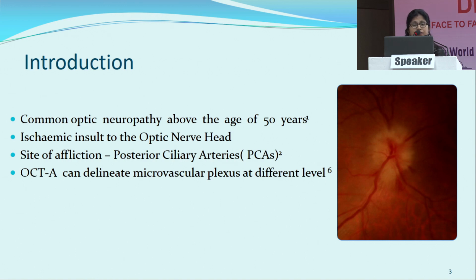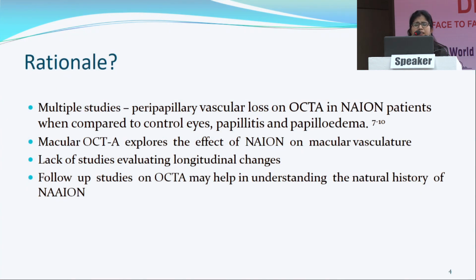as the macula. Multiple studies have shown peripapillary vascular loss on OCT-A in NAIN patients when compared to control eyes, papillitis and papilledema. So they have been used to differentiate these conditions. It would be an interesting thought to explore what happens to the macular microvasculature, what is the effect of NAIN on the macular vasculature in these patients, and also to understand the natural history of NAIN. Maybe this longitudinal study may help.